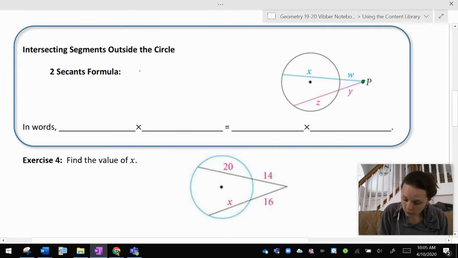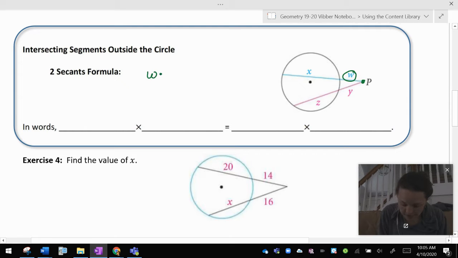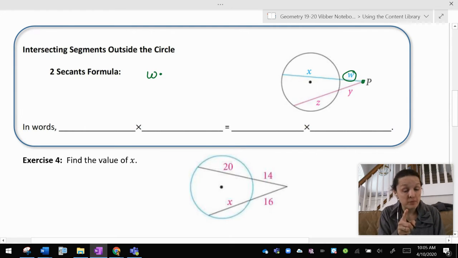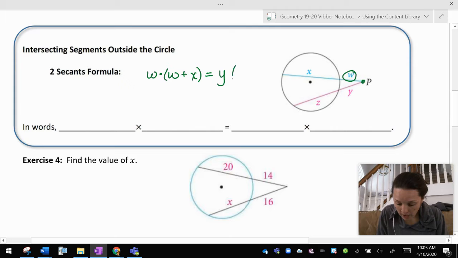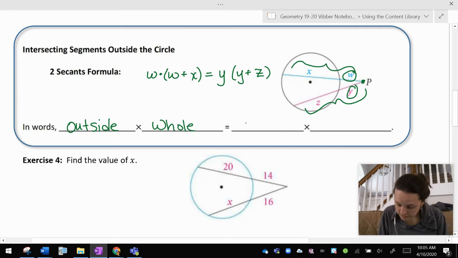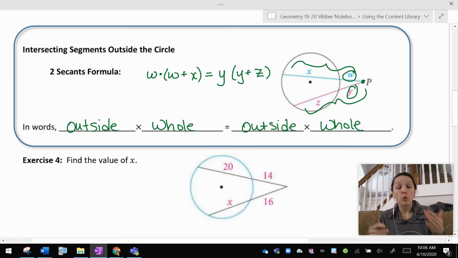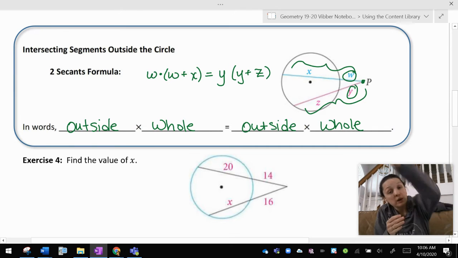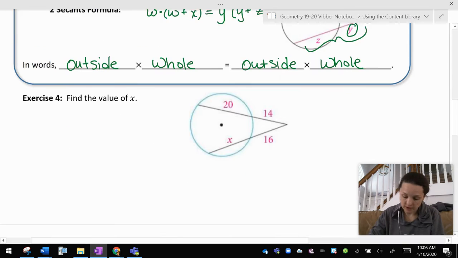So for this one, the rule would be W times, now not W times X, it's W times W plus X equals Y times Y plus Z. So it's W times the whole thing and Y times the whole thing. So the rule that we make here is we do the outside times the whole equals the outside times the whole. So for chords, it's part times part. But once you do outside the circle, then it's outside times whole equals outside times whole.